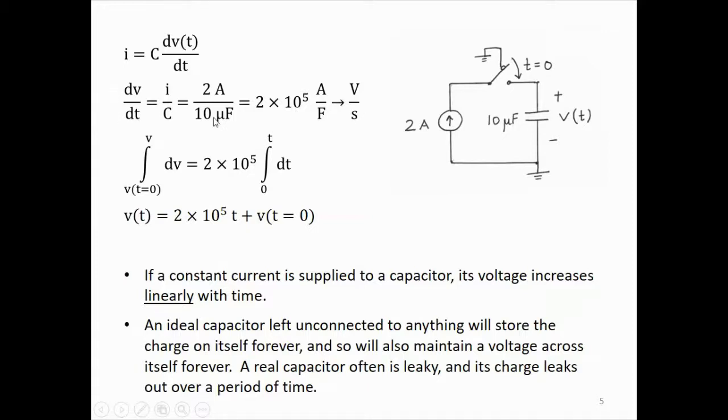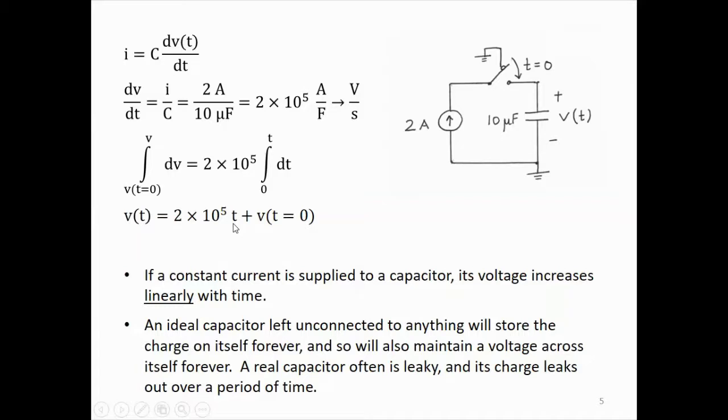So we get dV by dt is basically a constant. So what will V look like? If the derivative is a constant, V will be a linear function of time. Alright, so if you integrate both sides from time t equal to 0 to t, the voltage at t equal to 0 to the voltage V at time t, you'll get V of t equal to 2 times 10 raised to 5 t plus V at t equal to 0, the voltage at t equal to 0. So the voltage varies linearly with time.